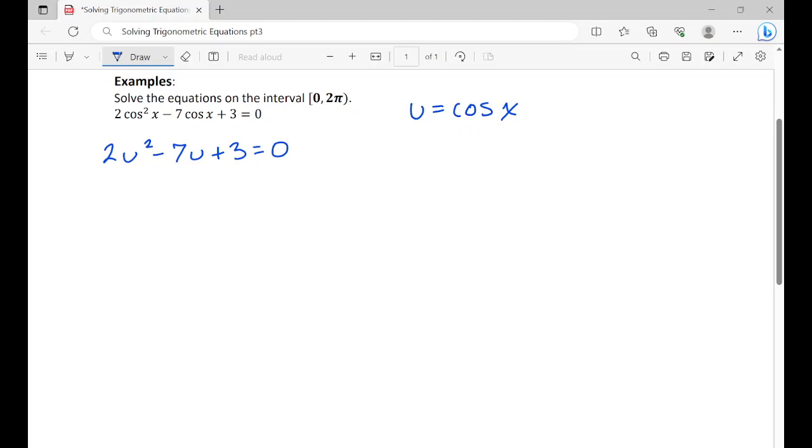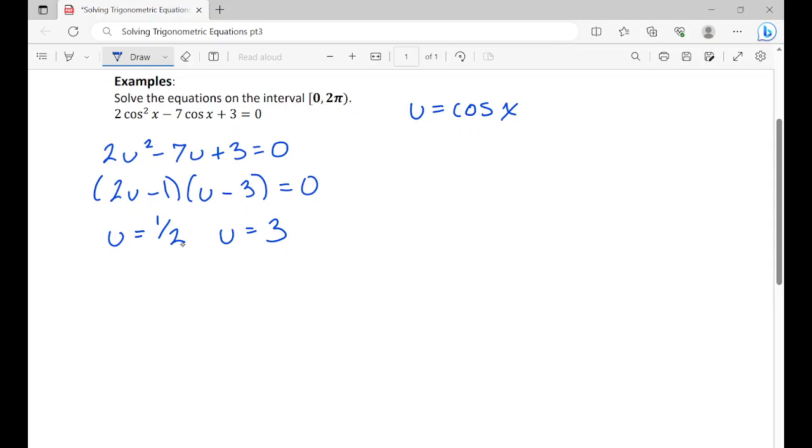And now I'm going to solve. I'm going to use factoring to solve this. So I'm going to get 2u minus 1 and then u minus 3 equals 0. And then I will solve and I will end up getting u equals a half and u equals 3. Which is all well and good, but in my original I have x's, now I have u's. That doesn't really help me any.